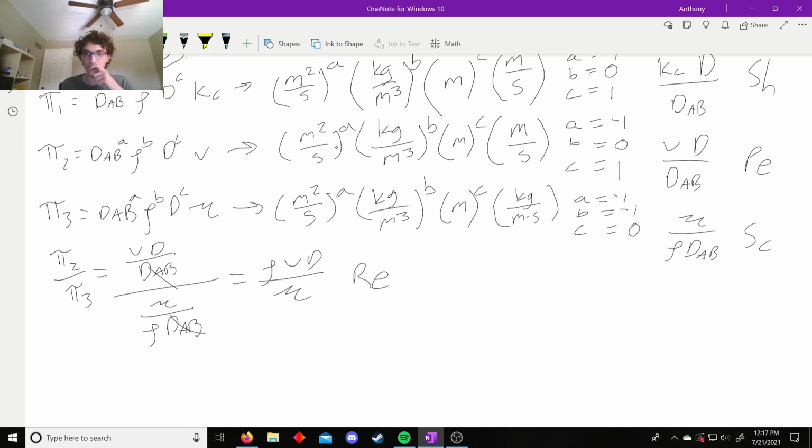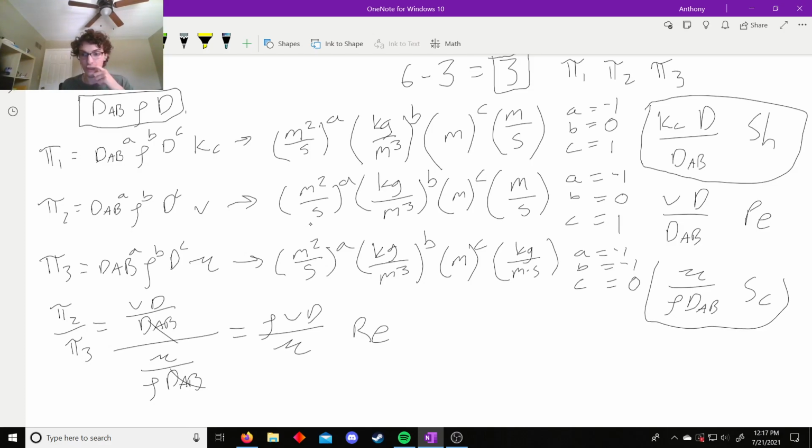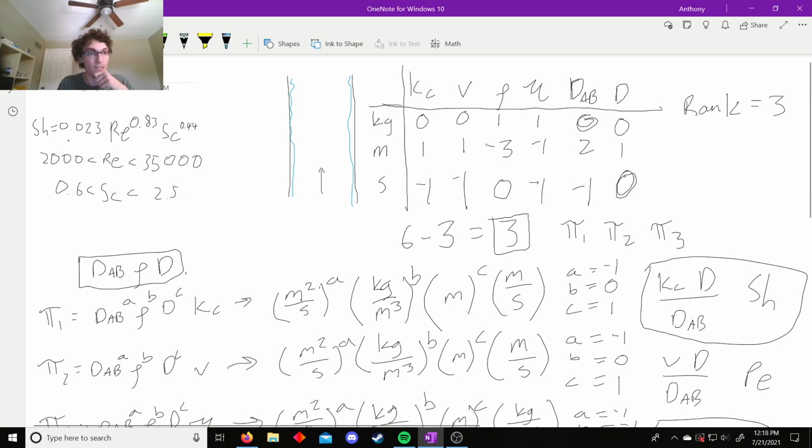So the Sherwood number, Schmidt number, and the Reynolds number are going to be the dimensionless groups that we use to describe our problem. And if we go back up here, look at what Sherwood and Gilliland did. They have the same thing: Sherwood, Reynolds, Schmidt number.